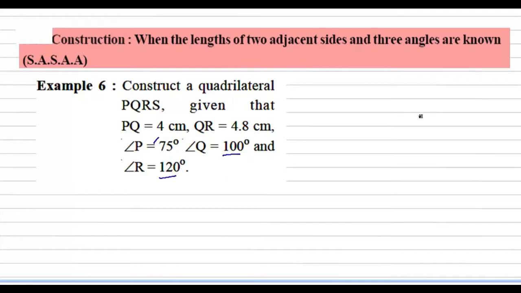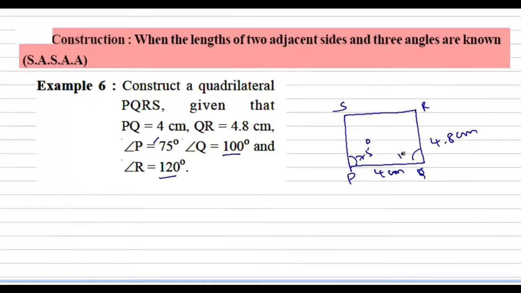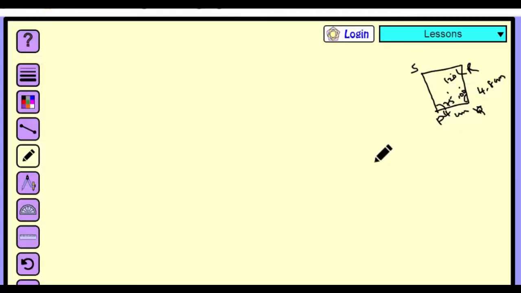So our first step is to draw a rough sketch of the quadrilateral PQRS and mark the given measurements. Here I am marking PQRS, with sides PQ 4 cm, QR 4.8 cm, angle P 75 degrees, angle Q 100 degrees, and angle R 120 degrees. Now let's go to the construction part.